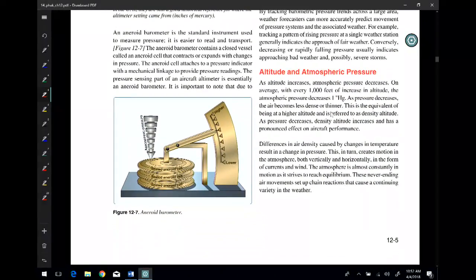Okay? Remember, when we looked at instruments, how those work. Higher pressure pressing down on this aneroid wafer, or aneroid barometer, creates a linkage that shows a higher pressure. The more atmospheric pressure we have pressing down, the higher the pressure shown. The less pressure we have, the aneroid wafer expands and shows a lower pressure. Remember, that's kind of how the altimeter works. You guys remember that? I think you do.